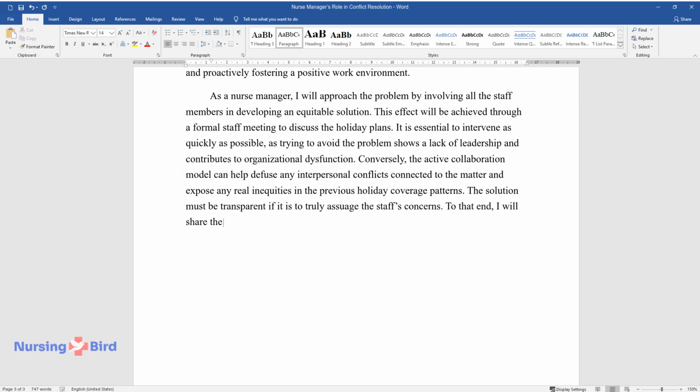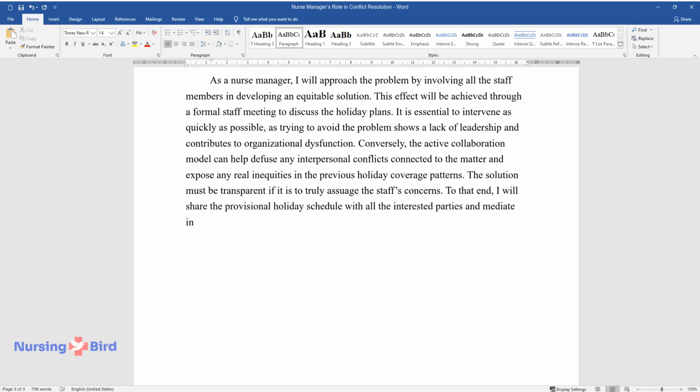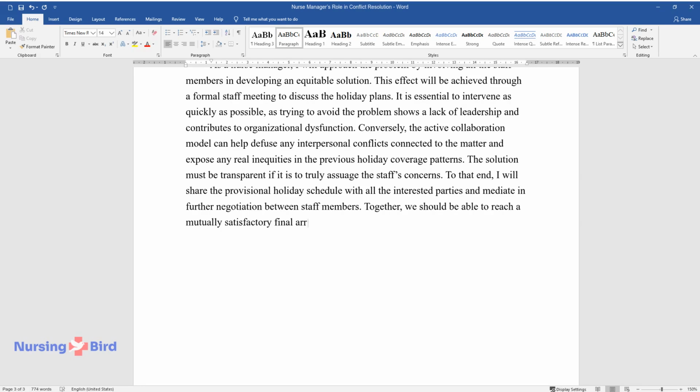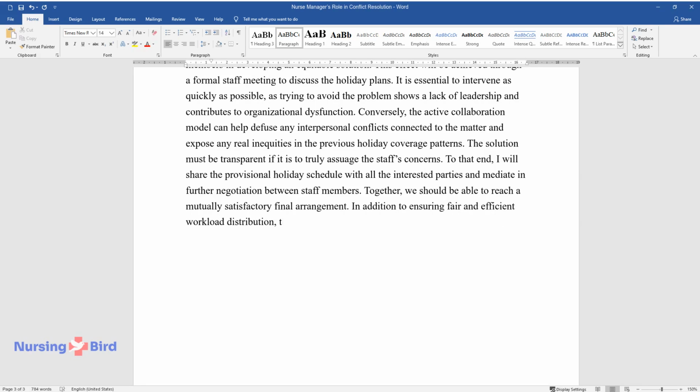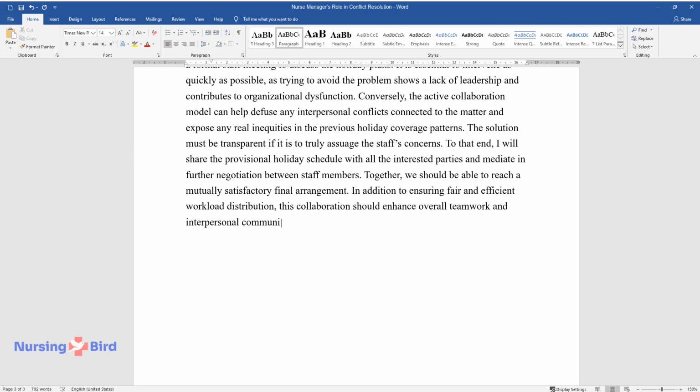To that end, I will share the provisional holiday schedule with all the interested parties and mediate in further negotiation between staff members. Together, we should be able to reach a mutually satisfactory final arrangement. In addition to ensuring fair and efficient workload distribution, this collaboration should enhance overall teamwork and interpersonal communication skills.